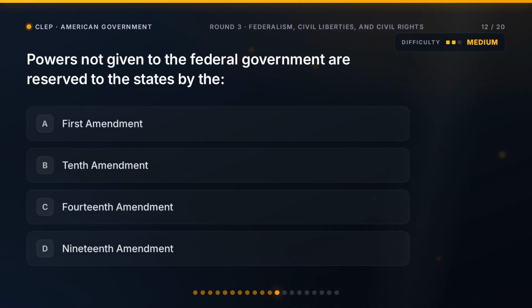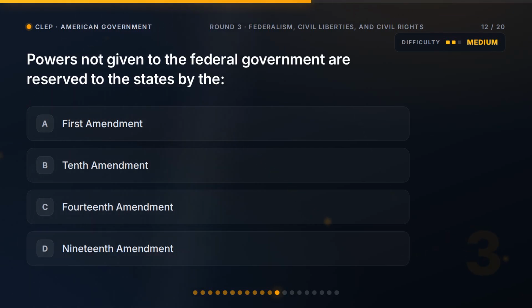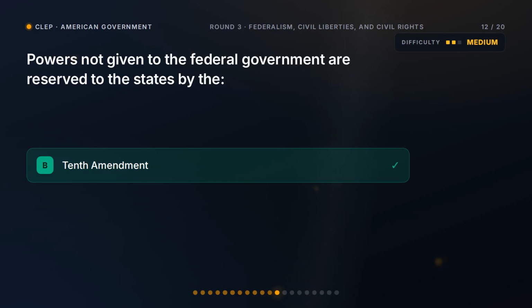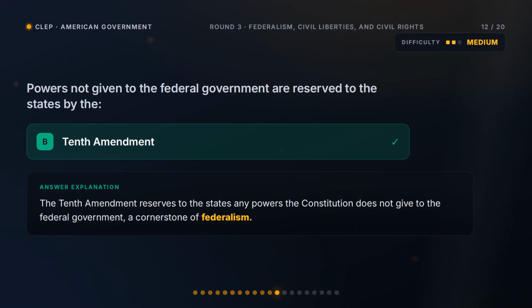Question 12. Powers not given to the federal government are reserved to the states by the A. First Amendment, B. 10th Amendment, C. 14th Amendment, D. 19th Amendment. The answer is B. 10th Amendment. The 10th Amendment reserves to the states any powers the Constitution does not give to the federal government, a cornerstone of federalism.